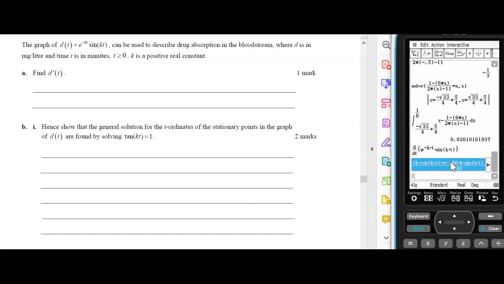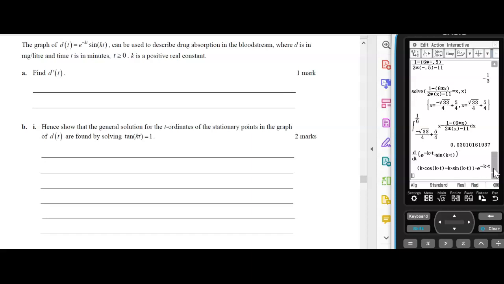All right, so it's given me the answer in degrees. So I'm going to change it from degrees into radians. There we go. So I did have to change it into radians. So we've got the derivative is equal to k cos kt minus k sine kt, e to the negative kt.